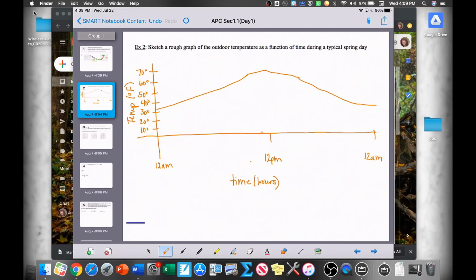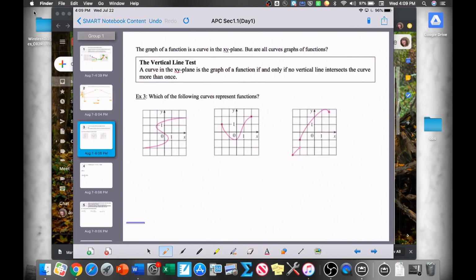Okay, so the graph of a function is a curve in the xy plane, but the next question then leads us to, are all curves graphs of functions? Well, what makes something a function? What is the rule that makes something a function? When we think about that, if we're looking at a graph, hopefully the first thing you think of that you've learned in previous math classes is the vertical line test.